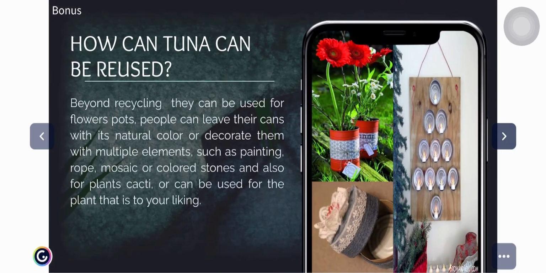How can a tuna can be reused? In addition to being recyclable, they can also be used as flower pots. People can keep the pots in their natural color or decorate them with various elements, such as painting, ribbons, mosaic or coloring gel, and plant cacti, or they can be used to plant according to your preferences.